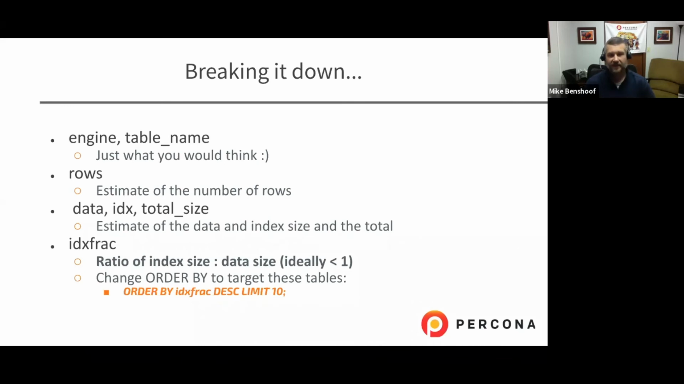So if we wanted to modify the previous query, instead of saying, let's sort by the largest table, we can sort by this ratio, and that will basically target the tables that are the most skewed, which have the indexes larger. Sometimes this is helpful, sometimes it really depends on your particular schema.